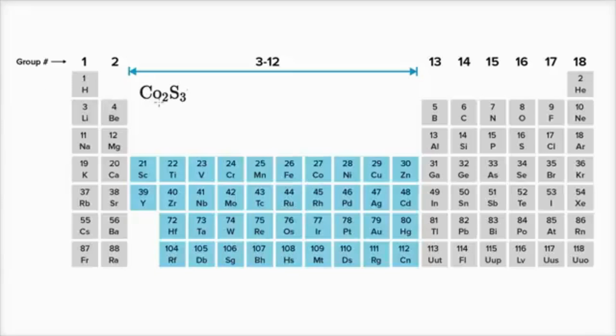So we have the formula for an ionic compound here. And the goal of this video is, what do we call this thing? It clearly involves some cobalt and some sulfur, but how would we name it?